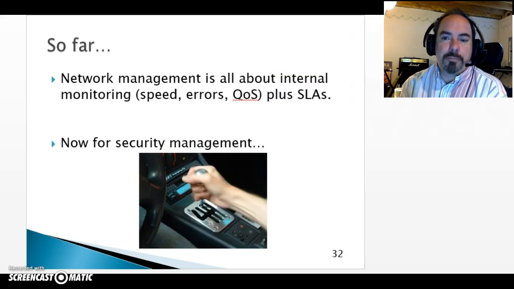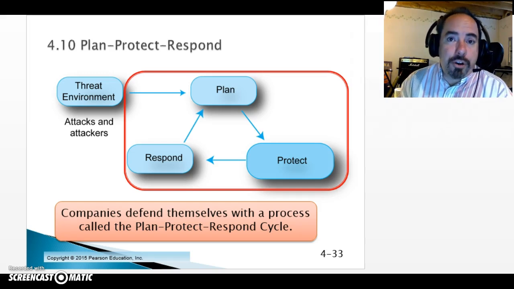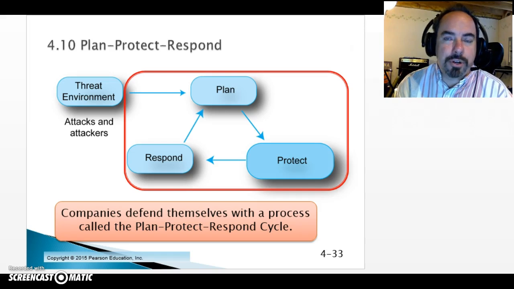So far we've been talking about kind of network monitoring as an aspect of management: speed, errors, quality of service, and SLAs. So now we're switching gears into security management, which is related. With security management, I brought up this slide in Chapter 3 because I wanted you to go ahead and see it, that when you're talking about security, a lot of companies go through this cycle. You need to have some kind of map, some kind of framework for how you're addressing security concerns.